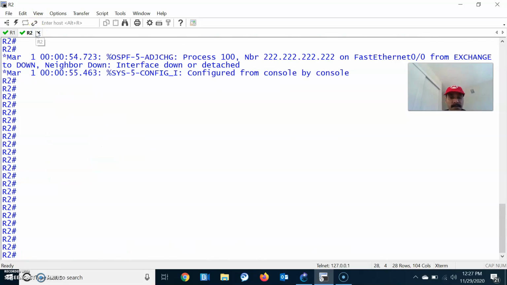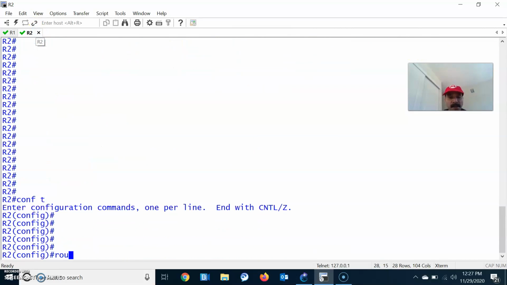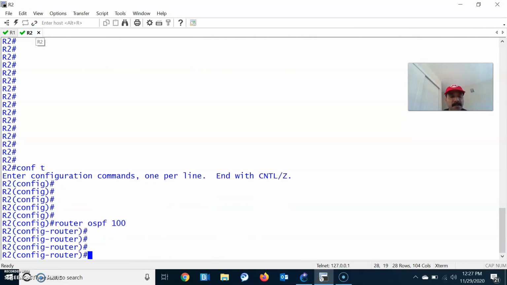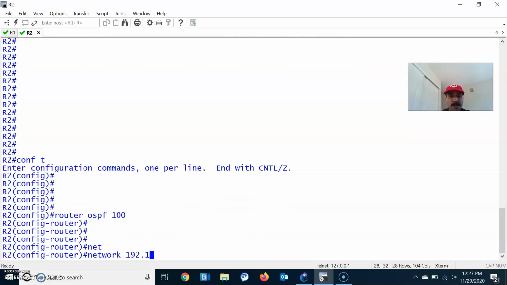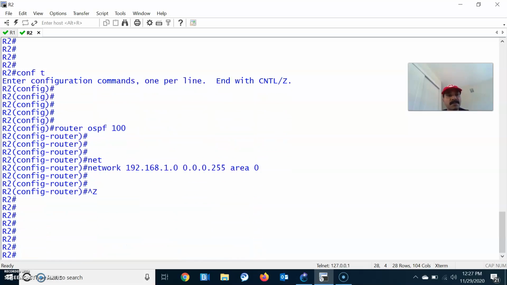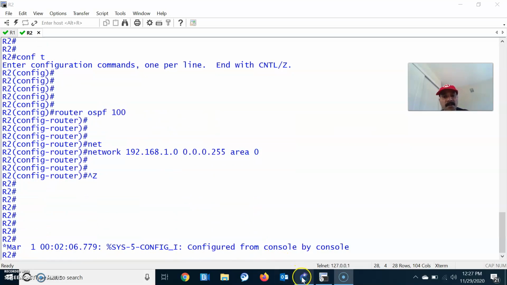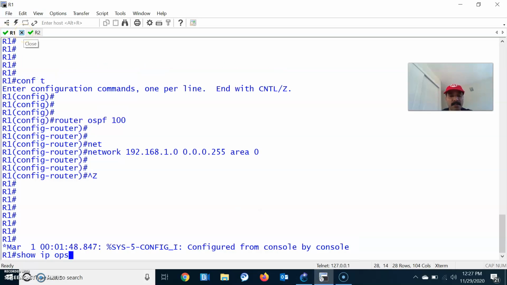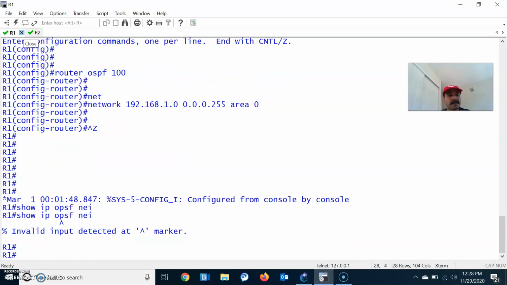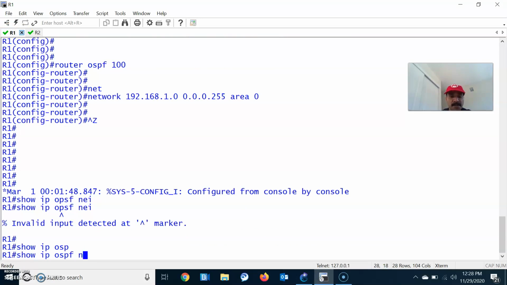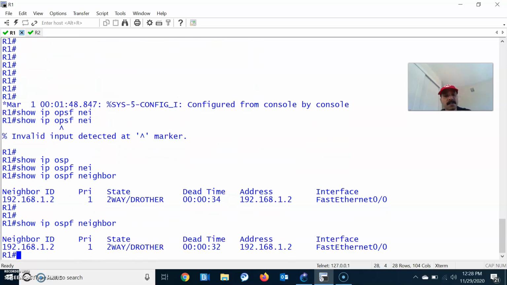And go to R2, go to the configuration mode and router OSPF 100 and the network is 192.168.1.0 followed by 0.0.0.255 area 0, right? So we have configured the neighbor relationship between R1 and R2, and now let us check the neighbor relationships has been established. Show IP OSPF neighbor. So still it is in two-way state.